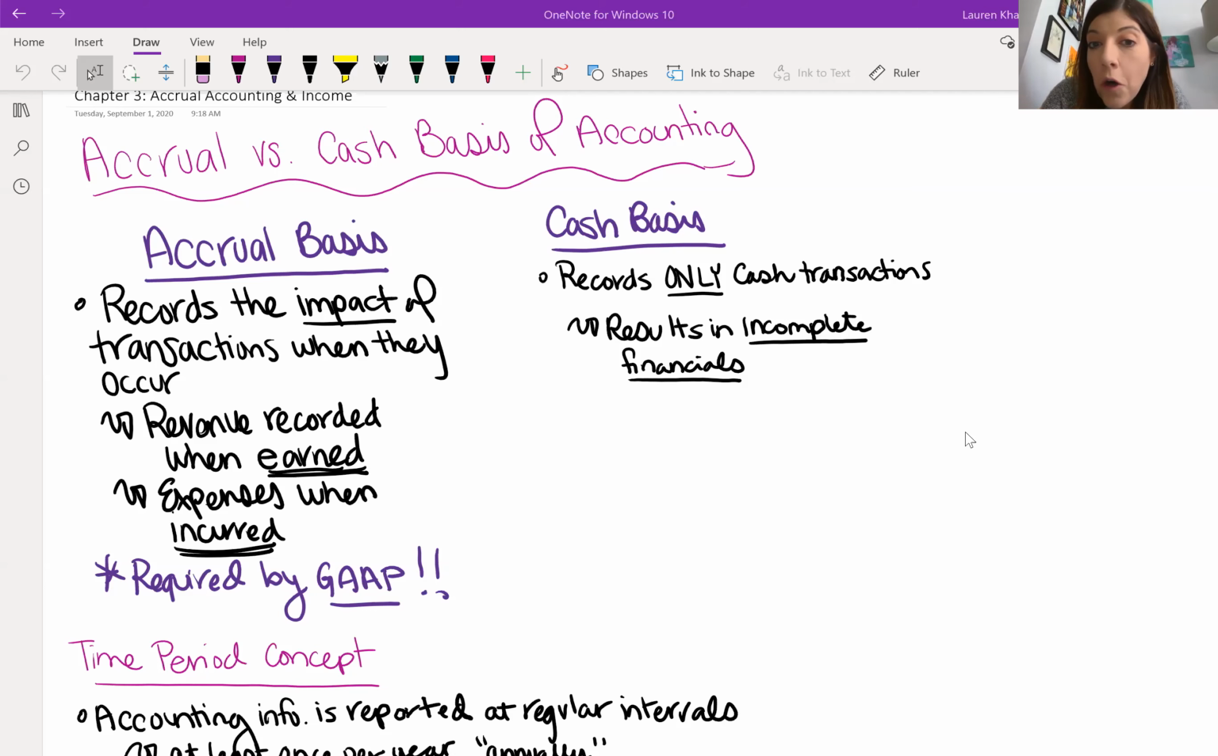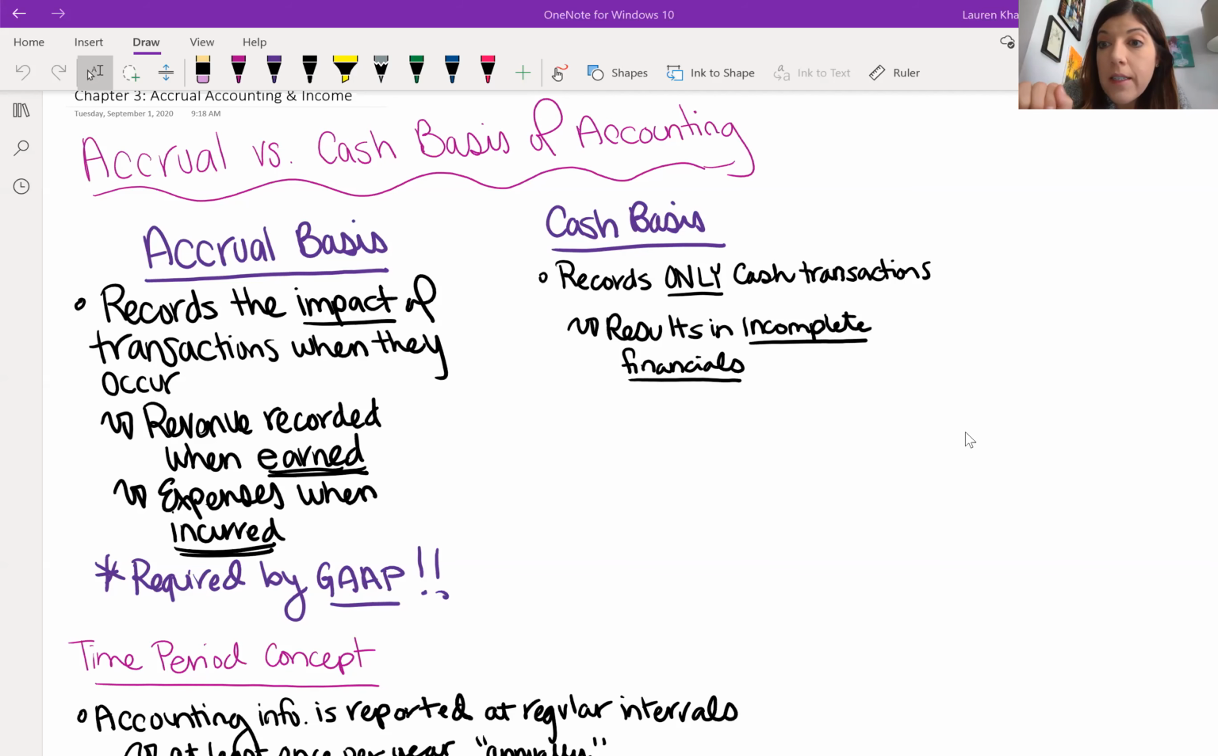So I'll start with cash basis and just kind of identify the difference. Cash basis, we only record cash transactions. So amounts that are owed to us or amounts that we owe aren't recorded. We don't really have very many assets because we don't record them. We don't have liabilities because unless we pay for something, it's not going to be recorded.